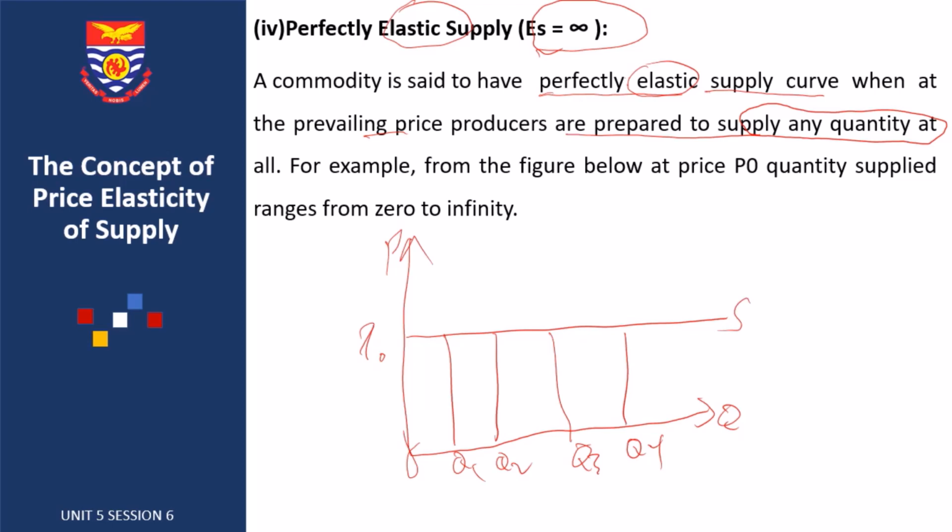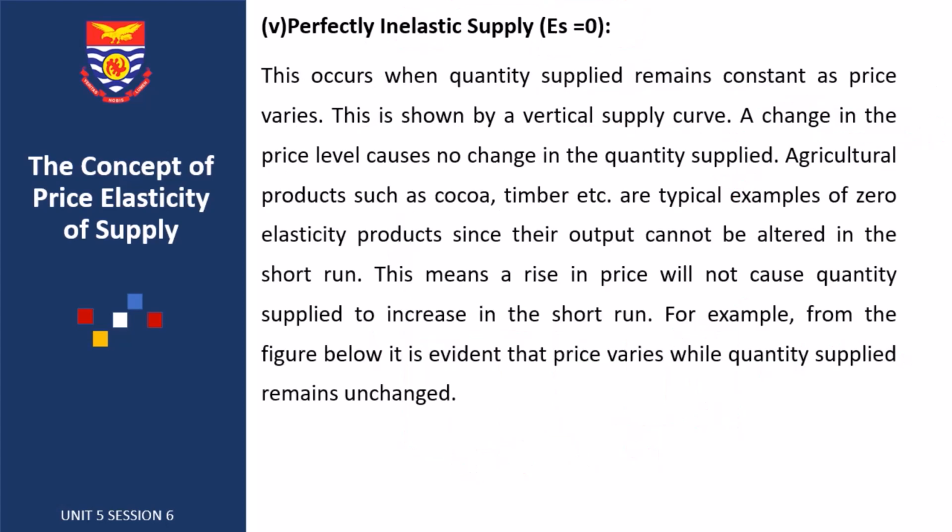So from the figure below, at P naught, which is P subscript 0, quantity supplied ranges from 0 to infinity. So we can increase the quantity supplied up to infinity. The next we'll talk about is the inelastic. Let's now talk about the inelastic, and then we talk about the determinants of elasticity of supply.